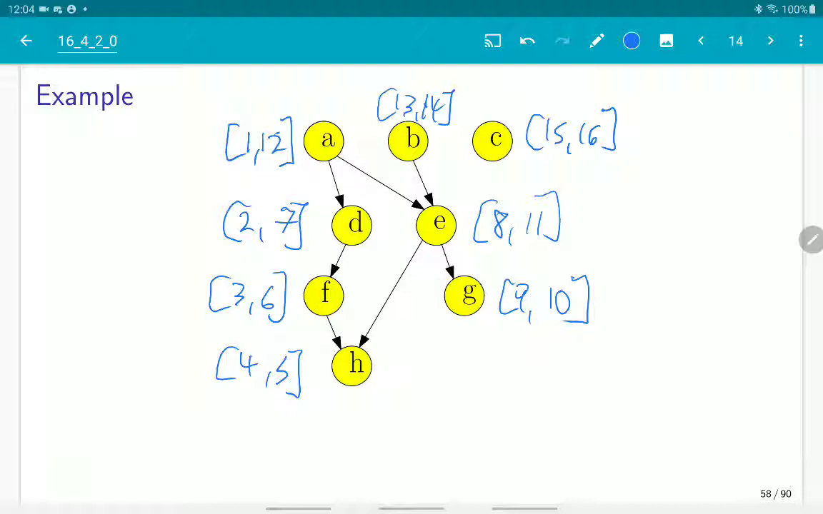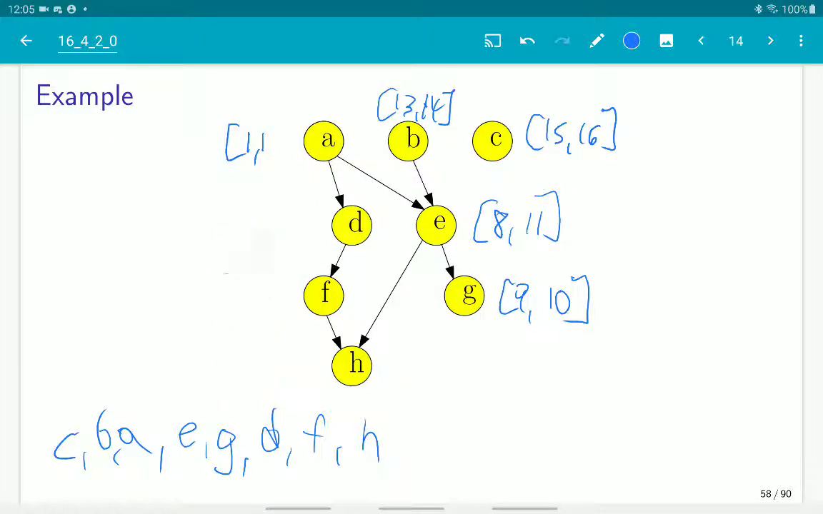Okay, now let's see the ordering. C has the largest post number, so it's first. Then it's B. Then it's going to be E, it's 11. Oh no, it's A first, right? CBA, because A is 12. Then it's going to be E, we're at 11. Then it's going to be G, because its post number is 10. Then it's going to be D, and then it's going to be F. Then it's going to be H.